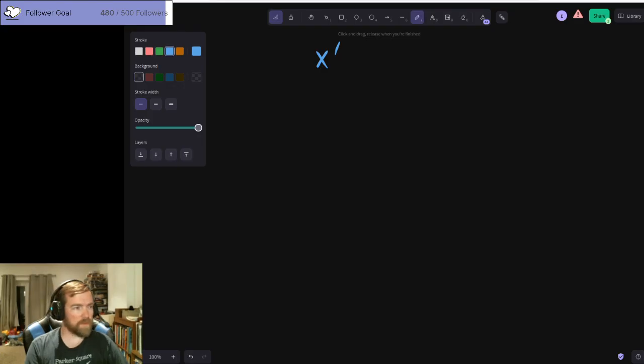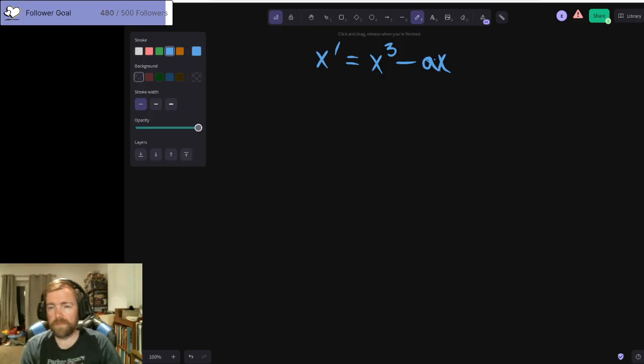With another system, I'm up pretty much from where we ended here. X prime is equal to x cubed minus a times x. One of the other methods of analysis of looking at nonlinear differential equations is going to be looking at what are called bifurcation diagrams. For this particular case, what we're looking at is what kinds of different behaviors exist for different values of a.